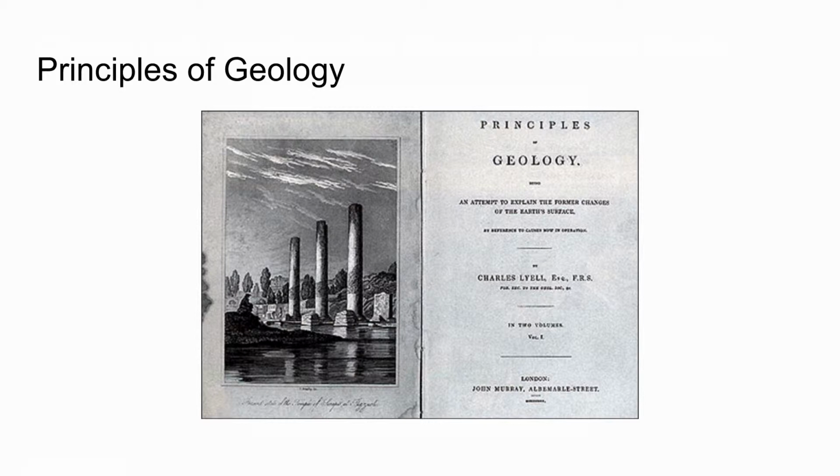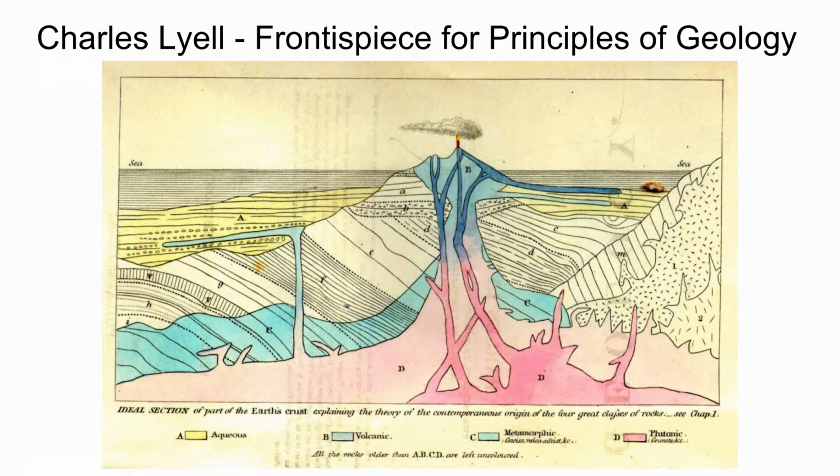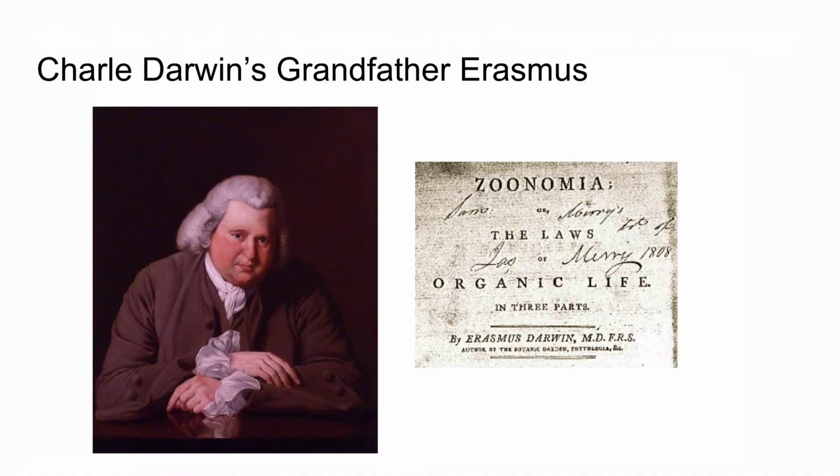But Darwin reads this and realizes that geology has so much to say about how life has been on the planet for a long time and how it's changed over time. Here's the frontispiece of Principles of Geology, where he talks about different types of rock. There's the sea and a volcano.